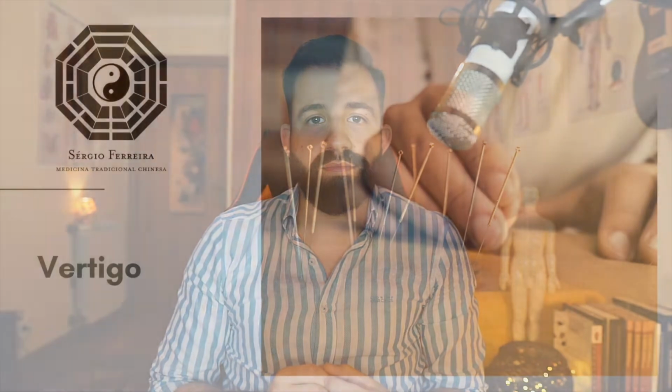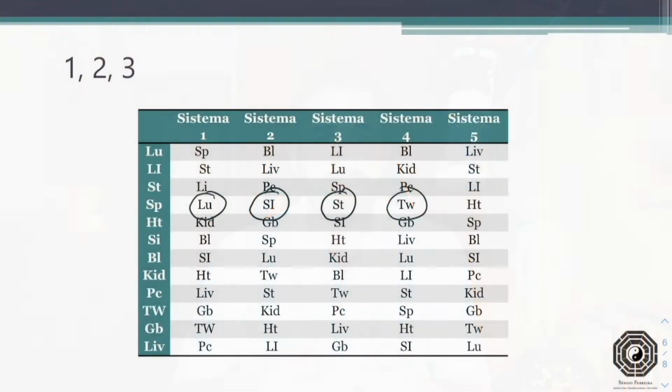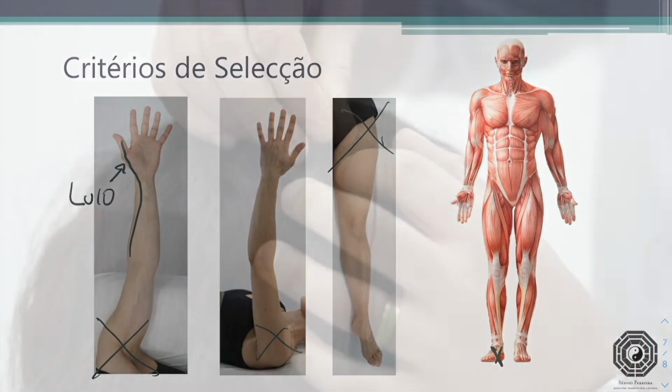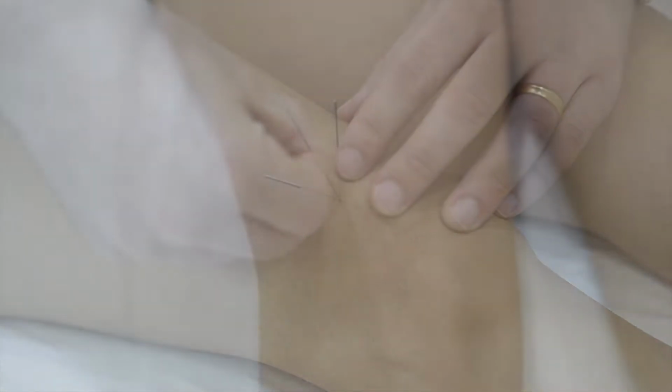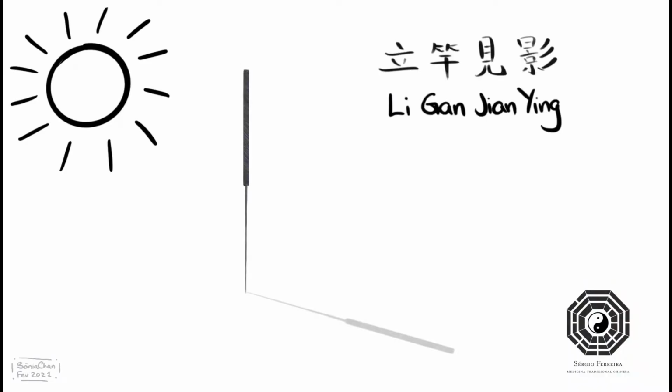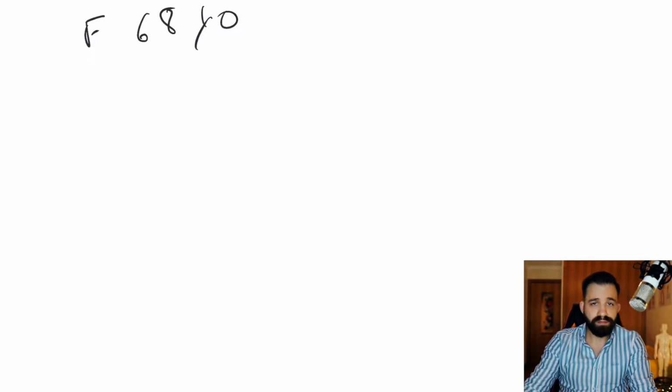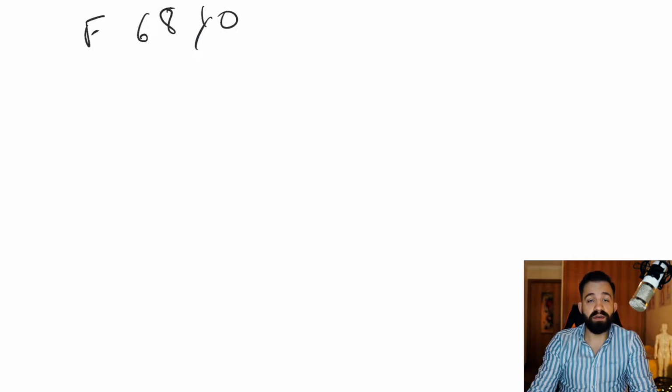In this video, I'll talk about the treatment for vertigo. This was a 68-year-old female patient, and she had a diagnosis of positional vertigo. She suffered with it for several years. There were times of crisis where she had to go to the emergency room because she couldn't even stand up.